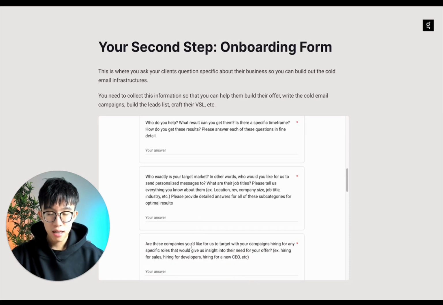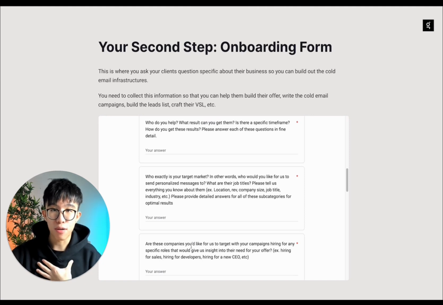The next one is, so obviously my onboarding funnel is very specific because I am working with recruitment agencies. So helping these recruitment agencies find companies that are hiring and filling open roles and placing candidates in them. So my specific question was, are there companies you'd like for us to target hiring any specific roles? So what type of roles? Are they sales roles? Are they software development roles? Are they hiring executives? What does that look like?